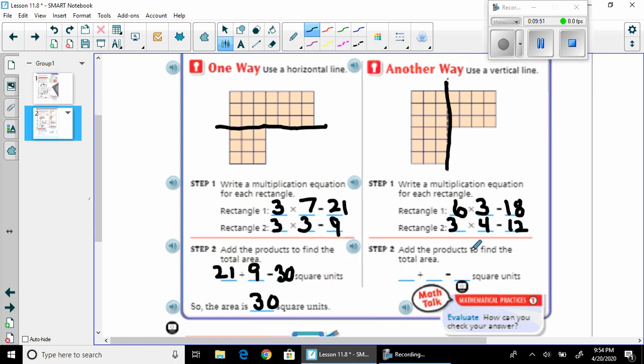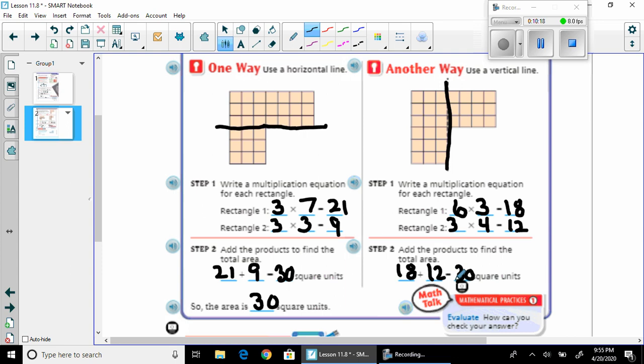Okay, so again, to find my totals, whoops, eraser here. So again, to find my total units, I am going to add up my two products. I'm going to add up 18 plus 12. Okay, and I will get a sum of 30. So 30 square units is my area for this figure.